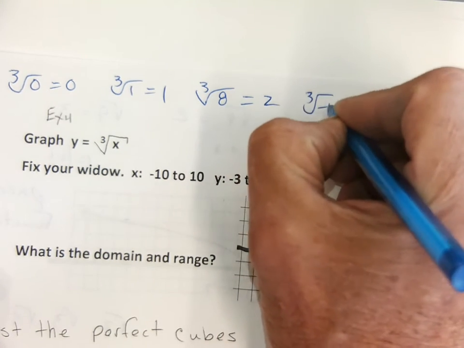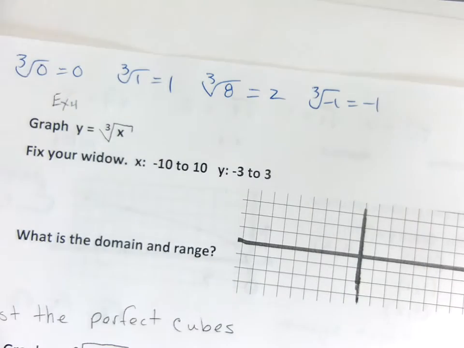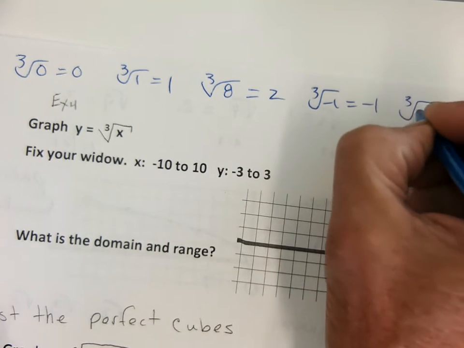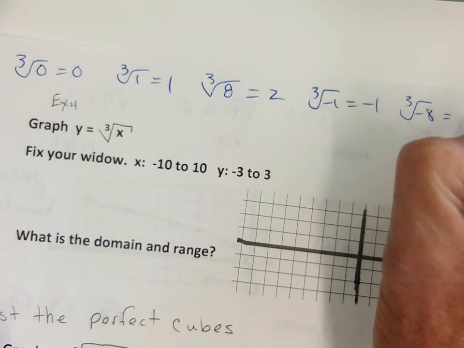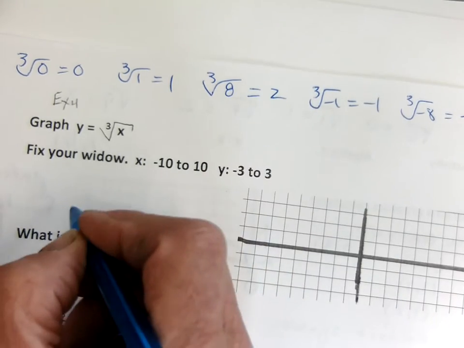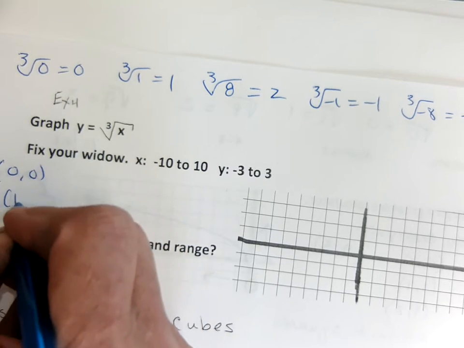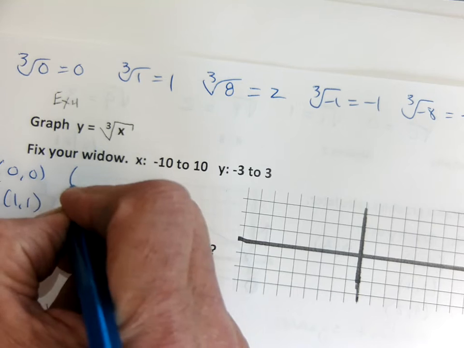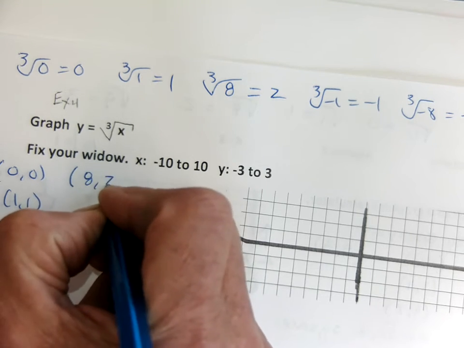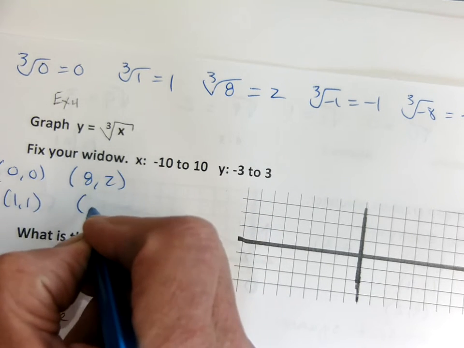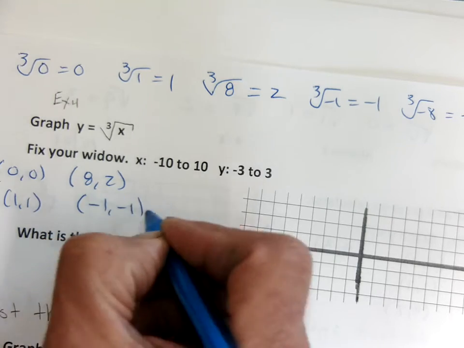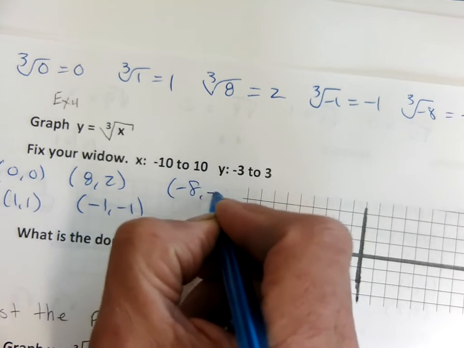Cube root of -1 is -1 because you can do a negative: -1 times -1 times -1. You can do that, right? And the cube root of -8 is -2. So the points I want to use are (0, 0), (1, 1), (8, 2), (-1, -1), and (-8, -2).